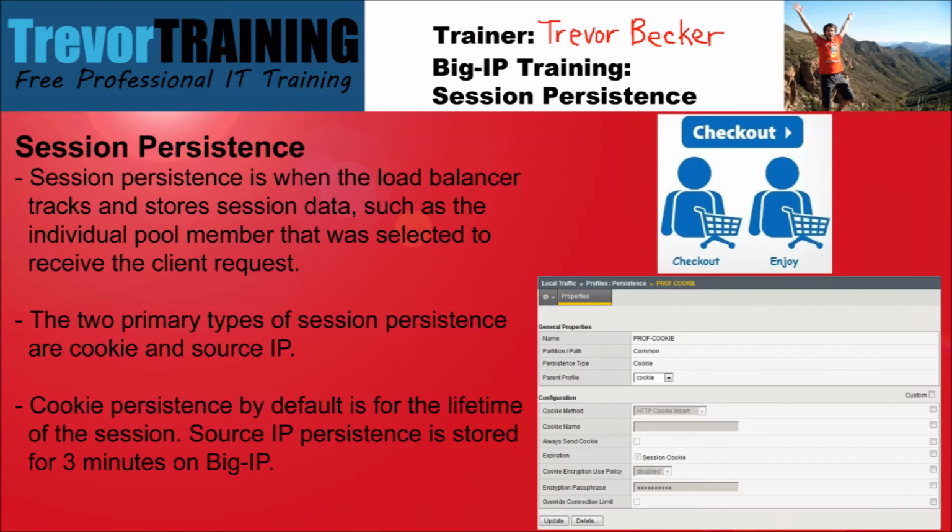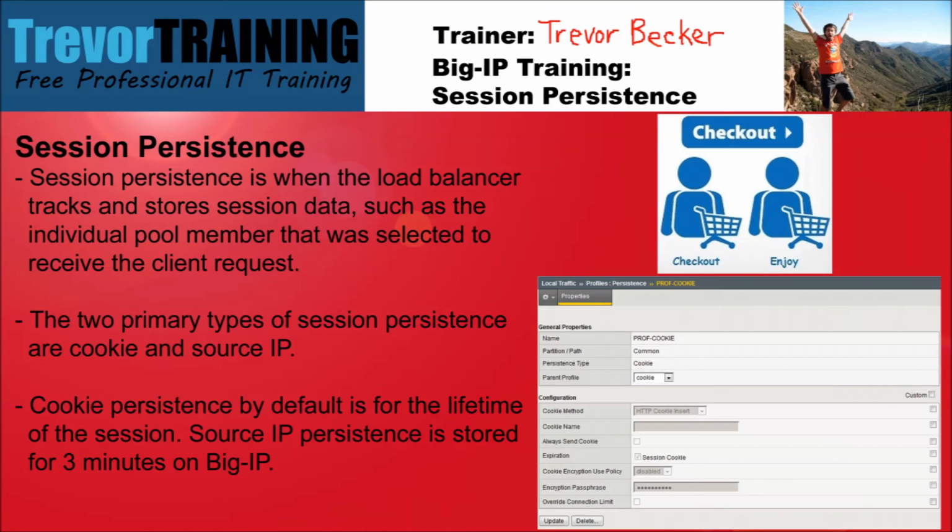Source IP persistence can potentially cause load imbalance on the pool members. This is due to many clients being NATed out as the same single IP address. To the load balancer, all connection streams coming from that single IP address is one user. However, in reality, those connection streams could really be coming from hundreds of users.